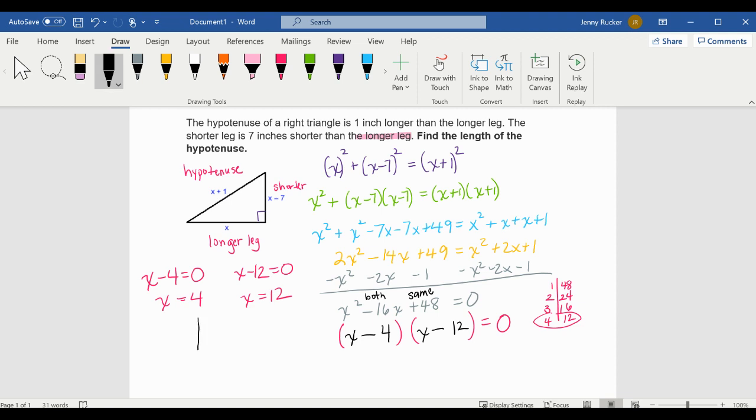If x is equal to 4, our longer leg would be 4, but our shorter leg would be 4 minus 7, which is negative 3. We can't have a negative leg length. Let's try x is equal to 12. That would mean our longer leg is 12, our shorter would be 12 minus 7, which is 5, and the hypotenuse would be 12 plus 1, which is 13. So our hypotenuse, which is what the question was asking for, is 13.